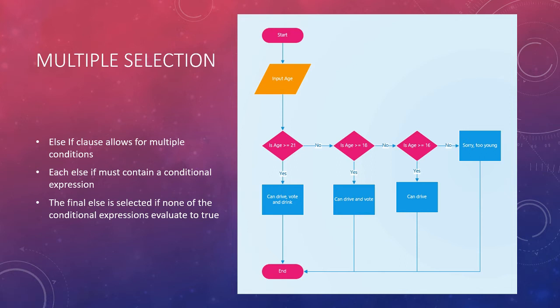I'm going to input the age. If the age is greater than or equal to 21, I'm going to say they can drive, vote, and drink, not at the same time, right? But if it's not, I'm going to check to see if the age is greater than or equal to 18. And if it is, I'm going to say, oh, they can drive and vote.